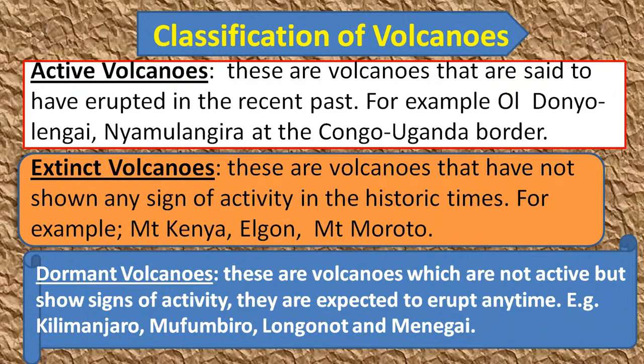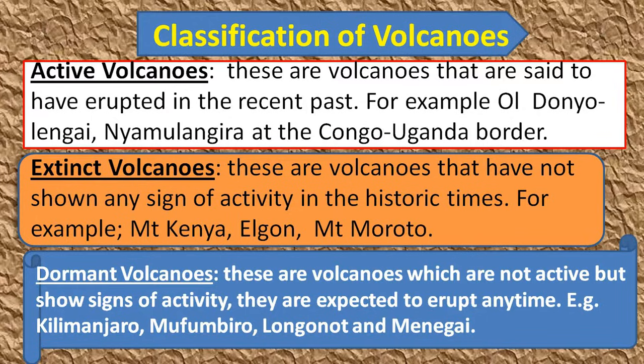Then we have the last classification known as dormant volcanoes. These are volcanoes which are not active, but showing signs of activity. They're expected to erupt anytime. You better be careful about it. For example, we have Kilimanjaro, Mufumbido, Longonot, and Menengai, that is in East Africa. Across the world, there are quite a number. But we're looking at the examples in East Africa. So we're saying these ones are showing some signs of activity. They're expected to erupt anytime.